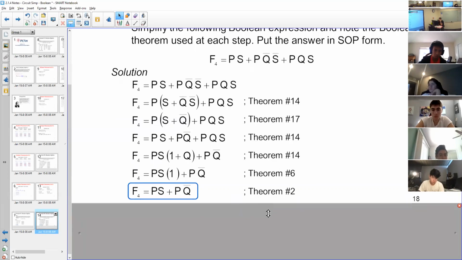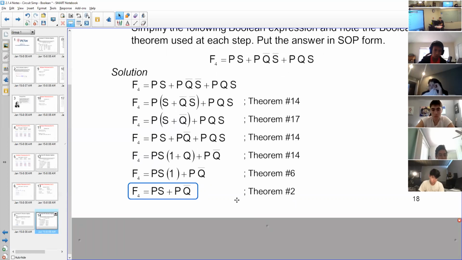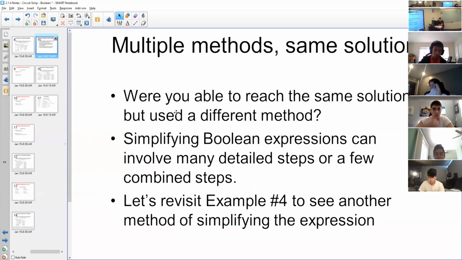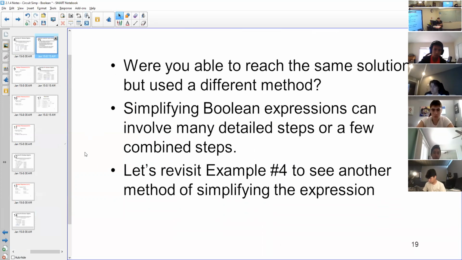All right, so that is today's lesson. There's a couple more slides to wrap it up, but that's the content. The last bit here, they want to emphasize to you that multiple methods can give you the same result. If I had said, hey, try this on your own, and then we compared yours to what they suggested, you may not have done the steps in the same order. So the point is, simplifying Boolean expressions can involve a lot of detailed steps or just a few combined steps.